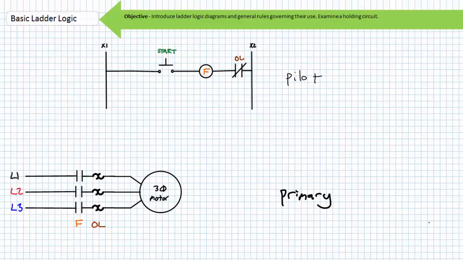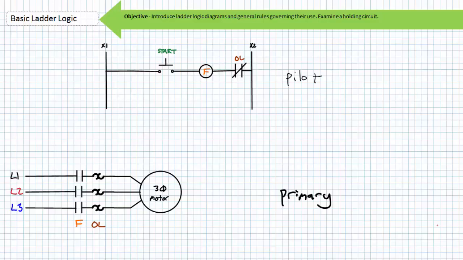Again, this ladder logic diagram flattens out the traditional schematic, and it makes readily apparent that in order to complete a conductive path from the hot or high side X1 through coil F to the lower neutral side X2, one must close the start push button. When the F coil is energized by the pilot signal, the F contactor closes the three primary contacts.